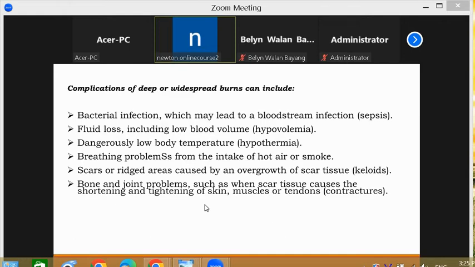Patient will be having problems from smoke, the intake of hot air or smoke. The patient cannot take any hot air or smoke.